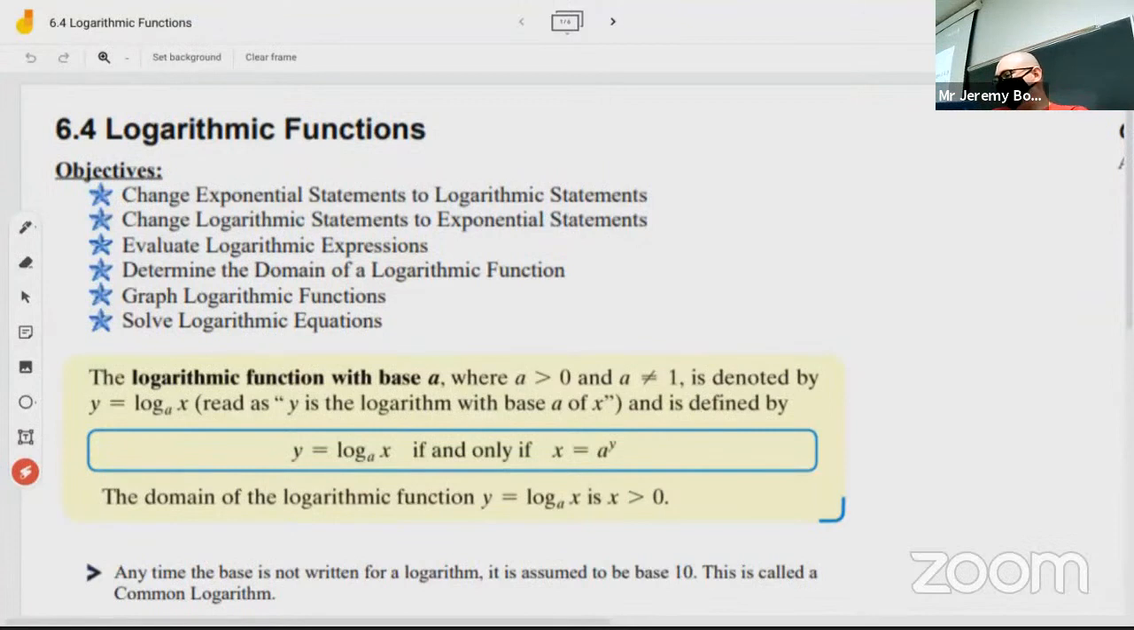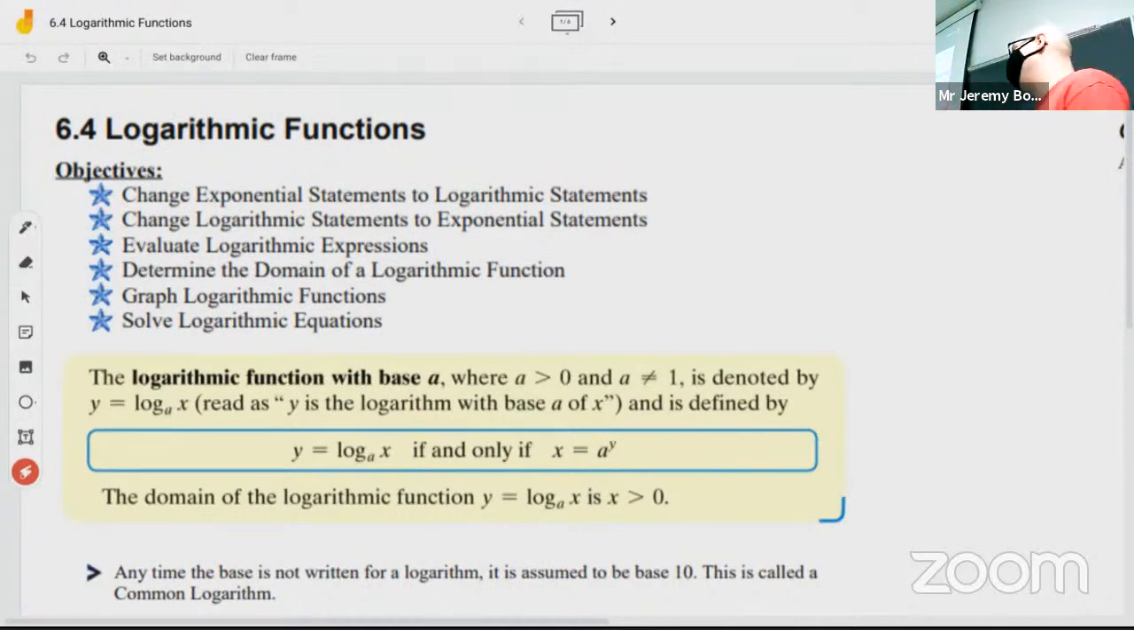We're gonna learn about what a logarithmic function is. We're gonna talk about changing exponential to logarithmic and logarithmic back to exponential. We're gonna learn how to evaluate a logarithmic expression, determine the domain of it, graph them, and solve. We'll graph the functions and solve equations.